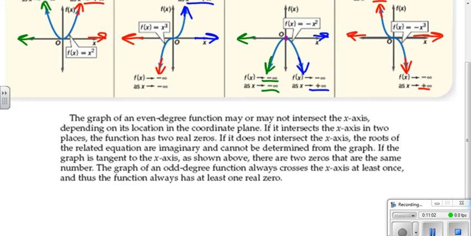The graph of an odd degree function always crosses the x-axis at least one time. And that makes sense, because if one end is going down and one is going up, well, sometime you're going to have to cross that x-axis. So it crosses the x-axis at least once, and thus the function always has at least one real zero.